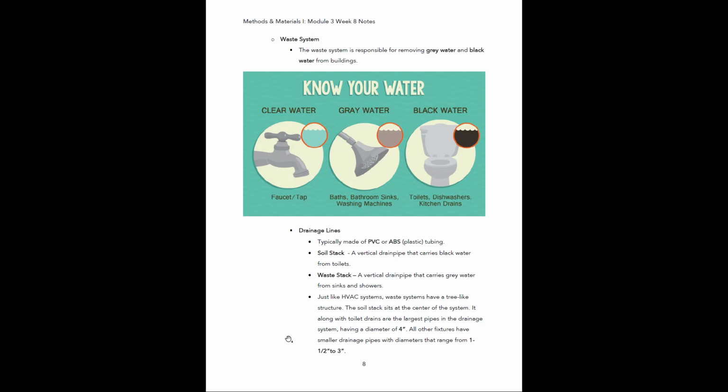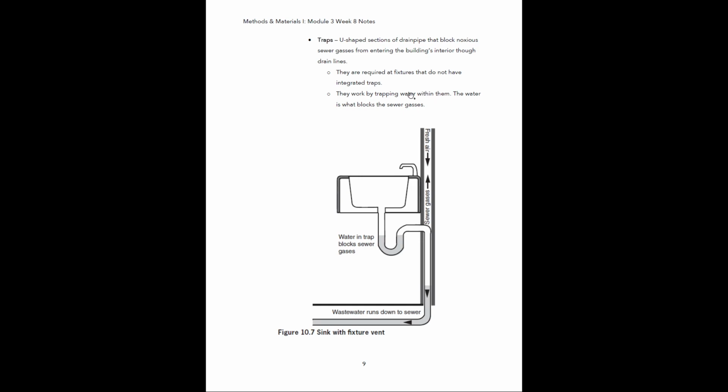All right, just like HVAC systems, waste systems have a tree-like structure, okay? There's going to be a soil stack that sits at the center of the system, and it, along with the toilet drains, are going to be the largest pipes in the drainage system, and those will have a diameter of 4 inches. All other fixtures are going to be smaller. They're going to have smaller drainage pipes tied to them, and the diameters of those are going to range from 1.5 to 3 inches in diameter. Okay.